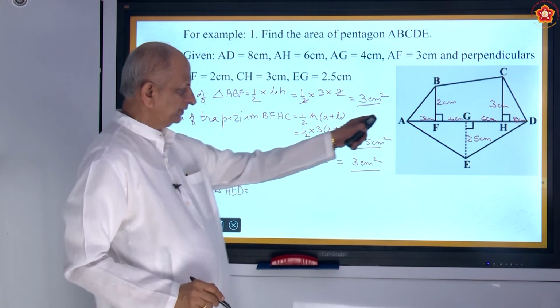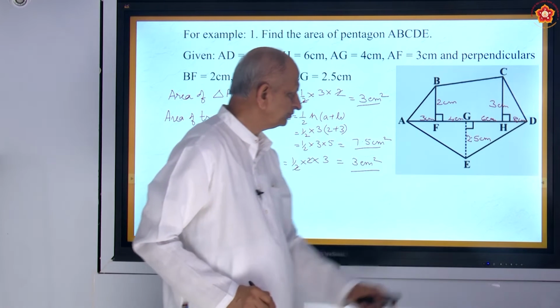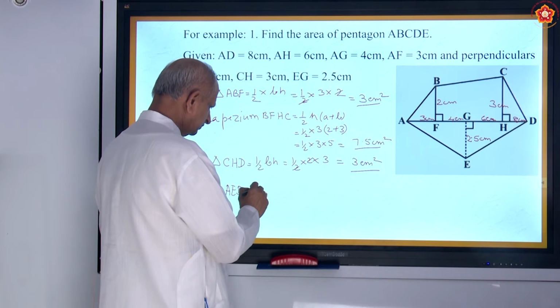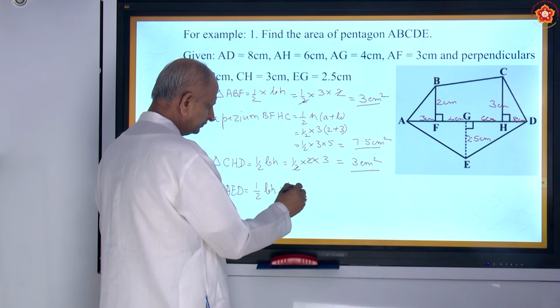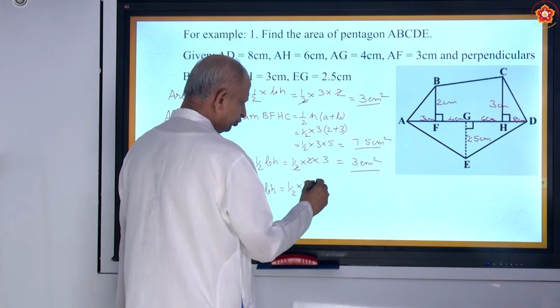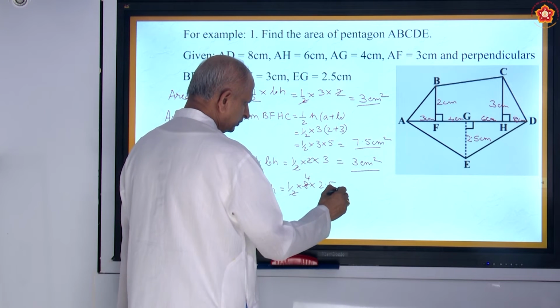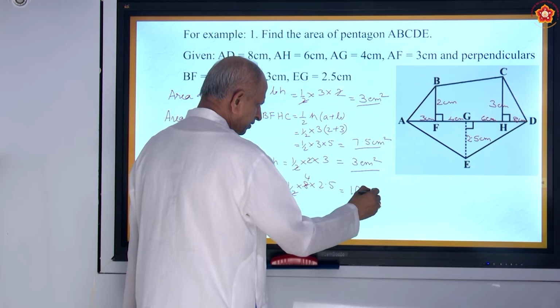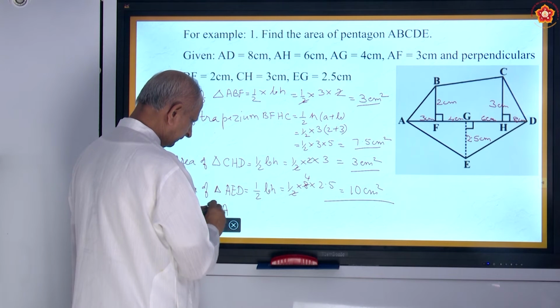AED, the big triangle. See, AED. Half of base. Base is how much? For the full base you must take the diagonal. That is 8 into height. That is 2.5. 2 ones are 2, 2 fours are 8. That is 10 centimeter square. So add all this. Last step.